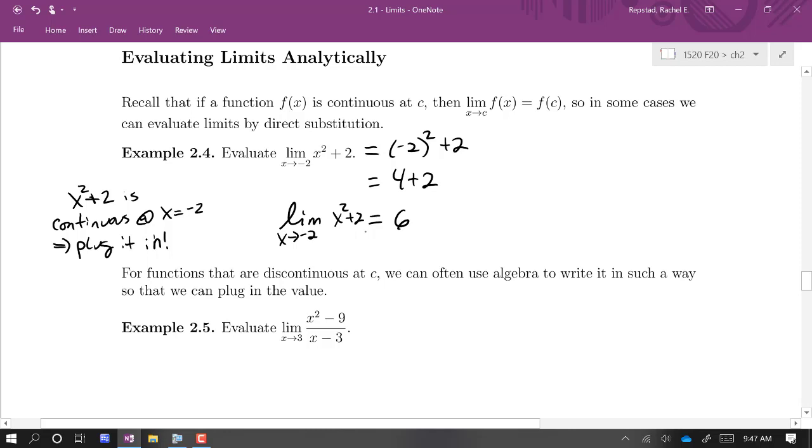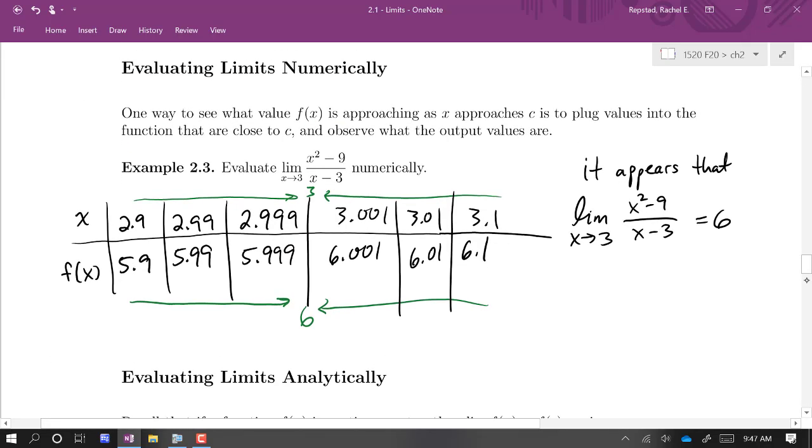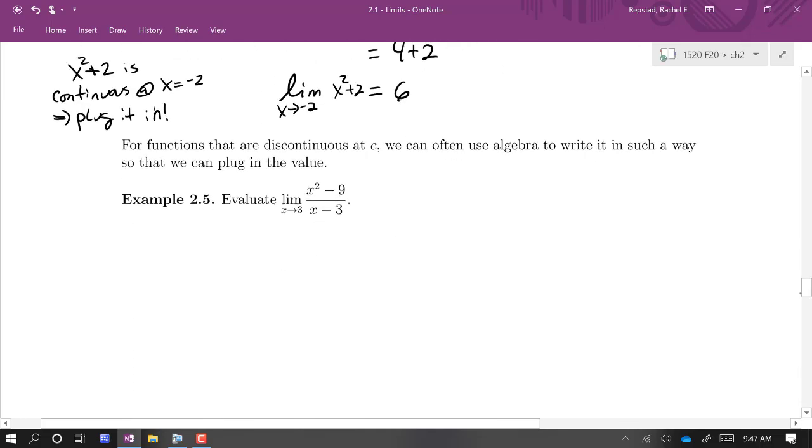If our function is not continuous at the value we're interested in, then sometimes we can do some algebra and rewrite it in such a way that allows us to plug in that value. So in example 2.5, we're going to revisit the limit that we did numerically up here. This is the same limit, and our function is x squared minus 9 divided by x minus 3. If we were interested in any other number except for 3, we could just plug it in because it's continuous at that value. But we're interested in what's happening at 3. That's naturally the value we should be interested in. We could tell something wonky is happening at 3.